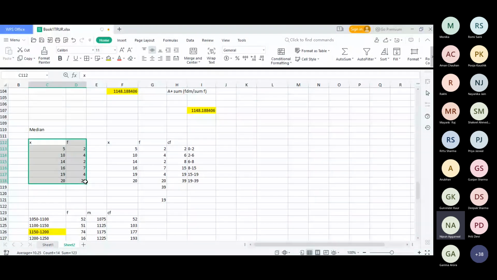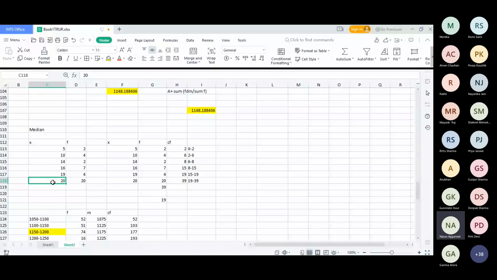The definition of mode is the value which is repeated the maximum number of times, and repetition is represented by F. Repetitions are represented by F in this. So what is the maximum F in this? The maximum F is this 20.